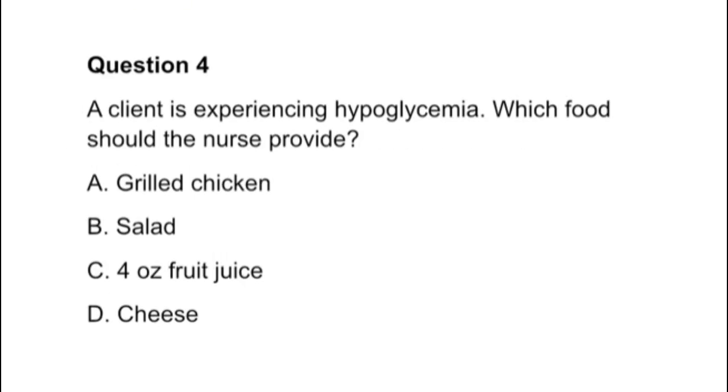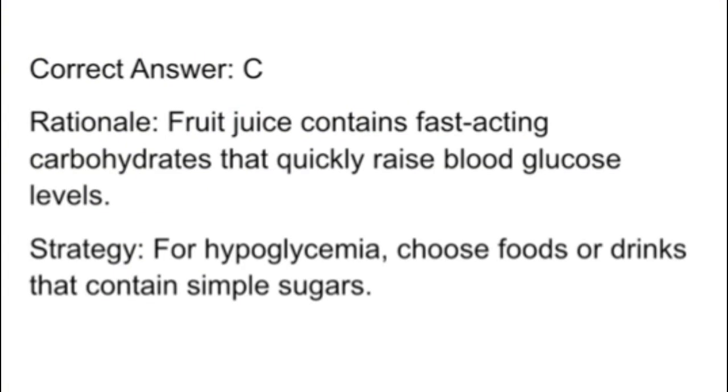Question 4. A client is experiencing hypoglycemia. Which food should the nurse provide? A. Grilled chicken. B. Salad. C. 4-ounce fruit juice. D. Cheese. Correct answer, C. Rationale: fruit juice contains fast-acting carbohydrates that quickly raise blood glucose levels. Strategy: for hypoglycemia, choose foods or drinks that contain simple sugars.